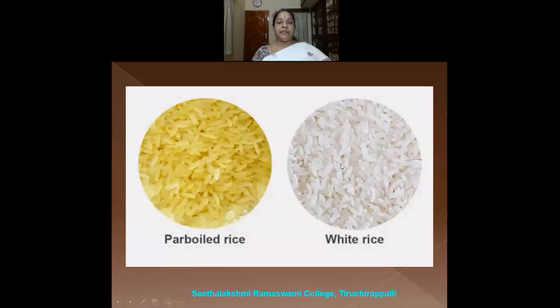You can see here the difference of the parboiled rice and the white rice. We will see later why the color of the parboiled and the white rice are different.